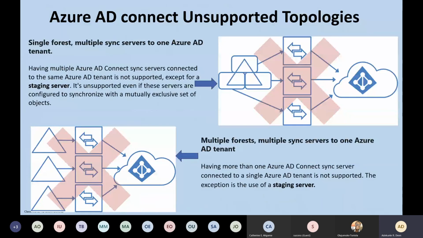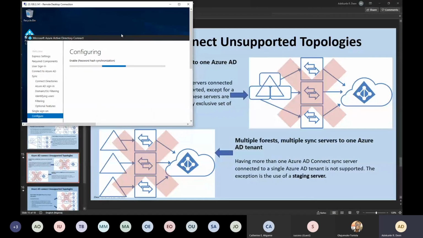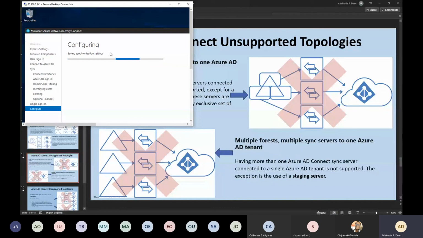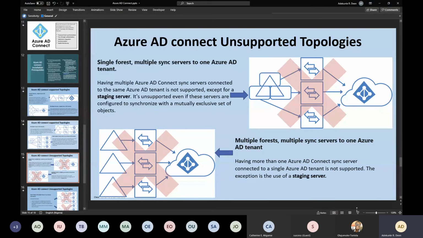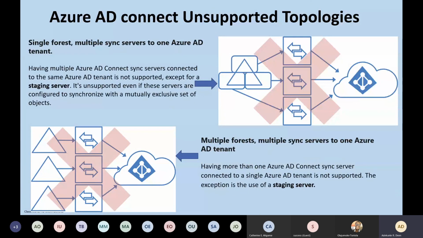Next, these are what is not supported. Let's check our config before we go there. Okay, so you can see it's enabled, password hash sync already for me, saving and the likes. So let's go back to this. Let's do this. Okay, wow, time is almost up.